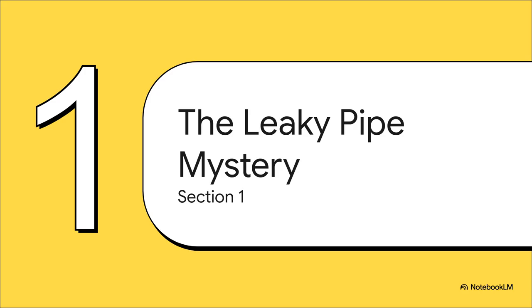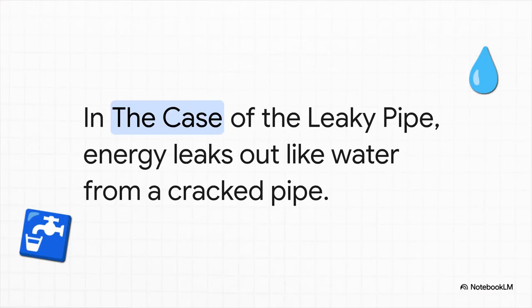Section 1. The Leaky Pipe Mystery. Okay, let's dive into this. To figure out where that energy went, we kind of have to treat the system like a crime scene. A great way to look at this is through a brilliant narrative analogy from our source material called the case of the leaky pipe. Imagine a massive, fully functional pipe, meant to carry rushing water from point A to point B. Now, if that pipe gets a crack in it, water is going to spray out the sides long before it ever reaches its final destination.